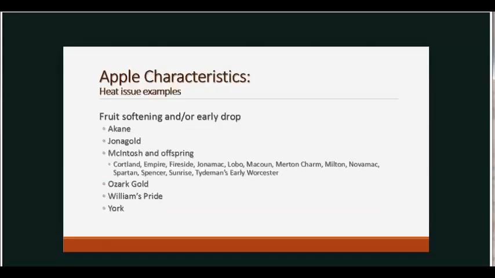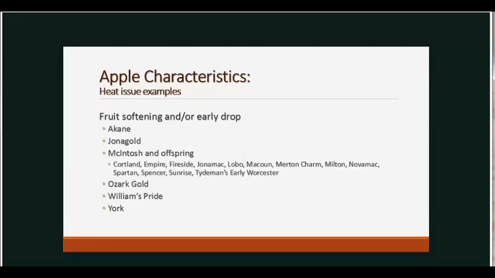When we're looking at apple characteristics, we also need to keep in mind where we're located. If I just use Illinois specifically, it's a very long state, and in general there are differences in the types of apples that are grown in the northern part of the state as compared to the southern part of the state. And one of the issues that I'm going to key in on are heat-related issues.